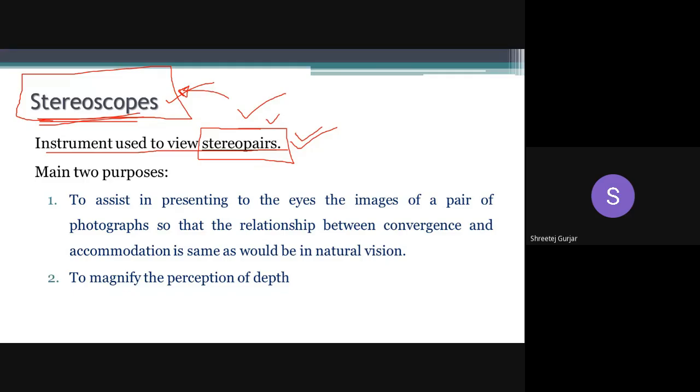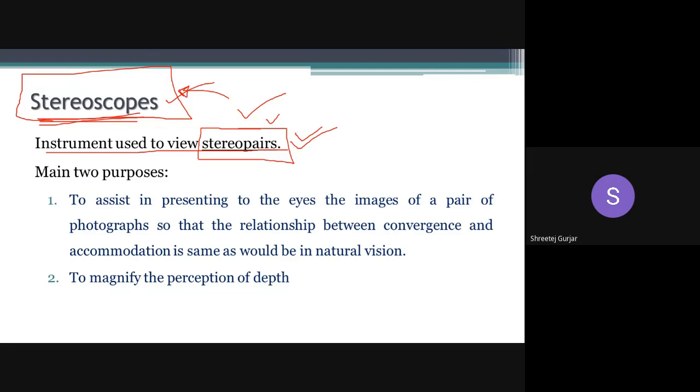So welcome students to another session of advanced survey, wherein we are in the fourth module studying stereoscopy. We have discussed stereo pairs in the previous class. Today we will learn about stereoscopes.